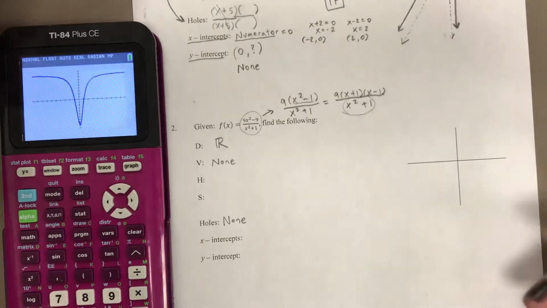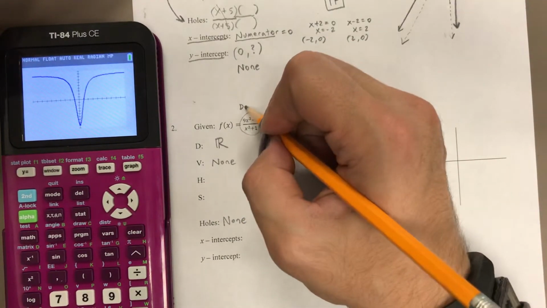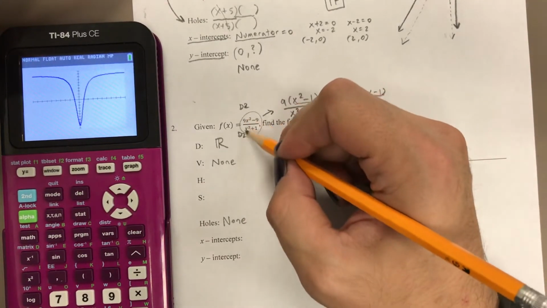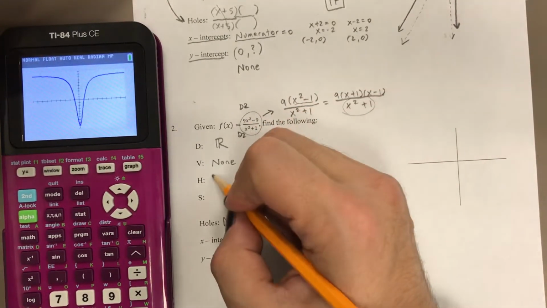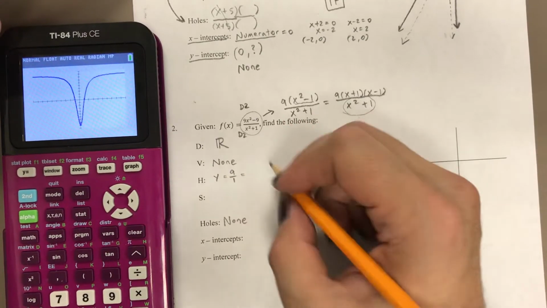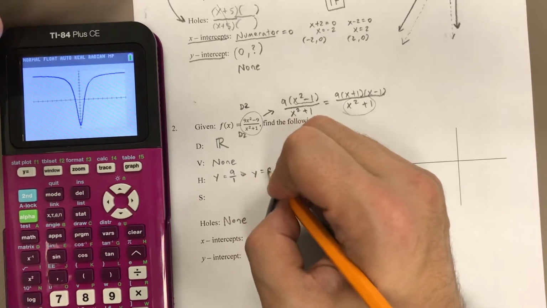That's pretty easy. Next, let's look for horizontal asymptotes. So we compare the degree. The degree in the top is 2. The degree in the bottom is also 2. When the degrees are the same, we compare the lead coefficients. The lead coefficient in the top is 9. The lead coefficient in the bottom is 1. So that means that we have a horizontal asymptote, I'm sorry, not vertical, at y equals 9.